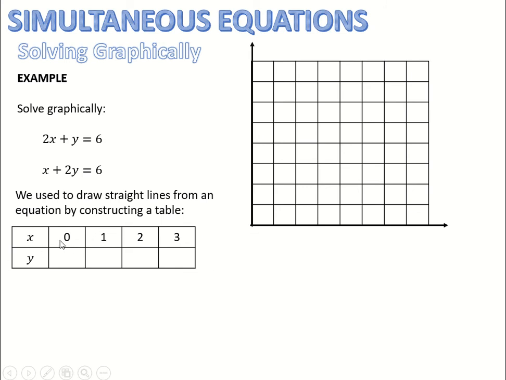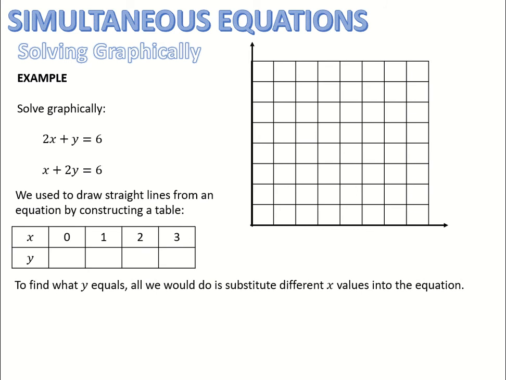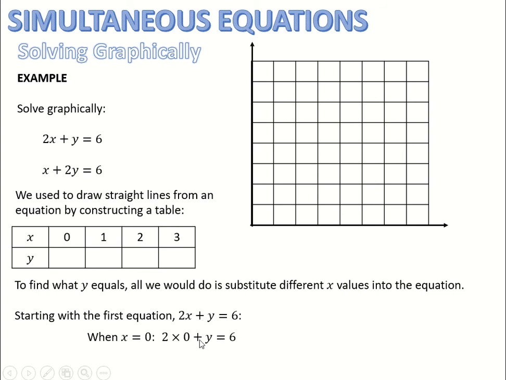What's going to happen is you're going to take these numbers, which are just our X values, put them into the equation, and then you can find out what y equals. To find what y equals, all we do is substitute different x values into the equation. So I'm going to start with the first one, 2x plus y equals 6, and substitute in different values of x. I'm going to take my x out and substitute first of all 0. So it's 2 times 0 plus y equals 6.